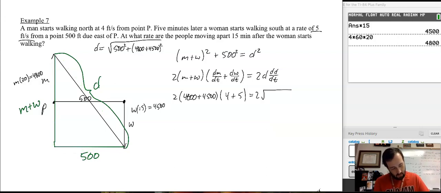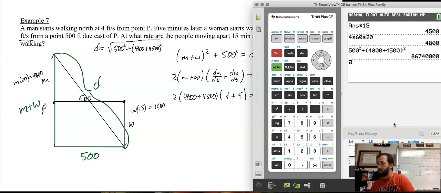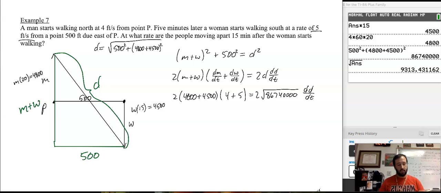So I have the square root of 500 squared. Well, let's see what number that is, so I don't have to rewrite it again. 500 squared plus, and maybe that's a nice number. Square root of my answer. No, that is not a nice number. Okay, so 8674 and 4 zeros, and then dt.